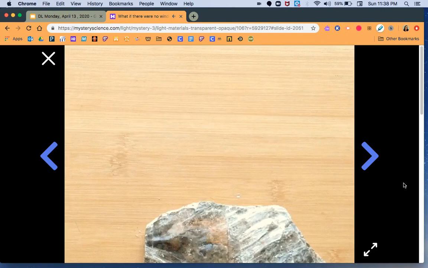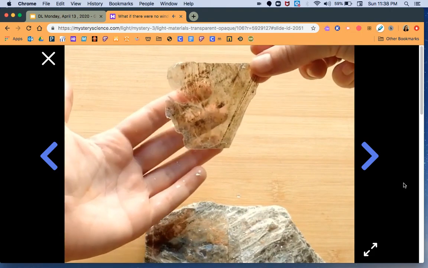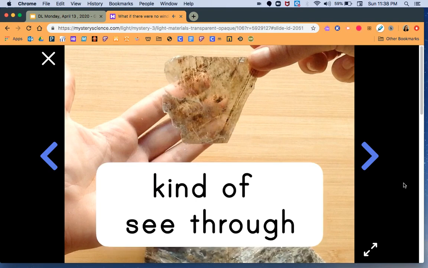Now, there's something to notice about this. Watch what happens if I take a piece of mica and I put my hand behind it. Look, notice how you can kind of see my fingers? It's a bit blurry and hard to see, but mica is kind of see-through. Scientists call this translucent.